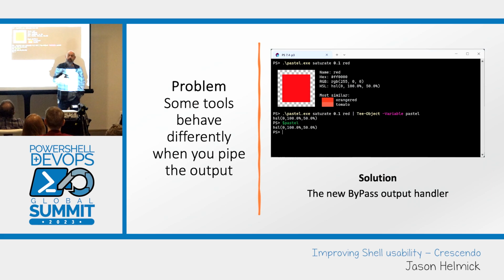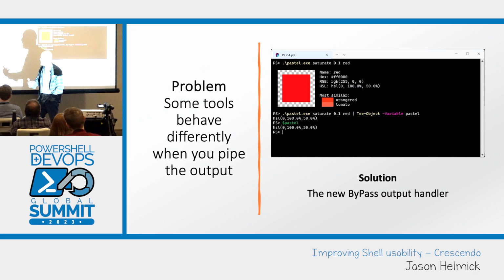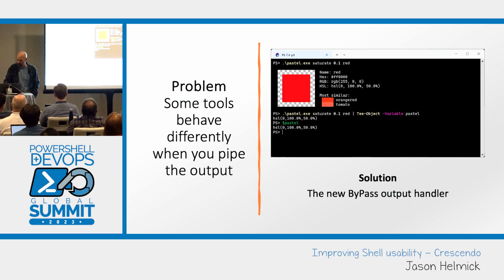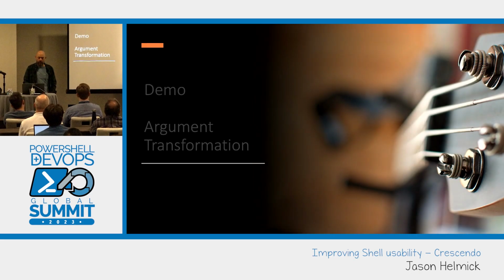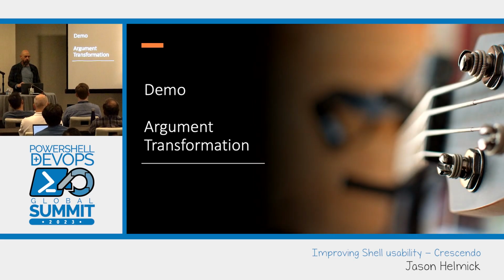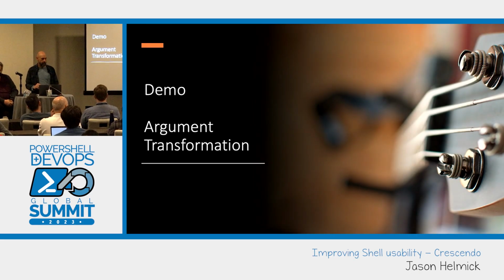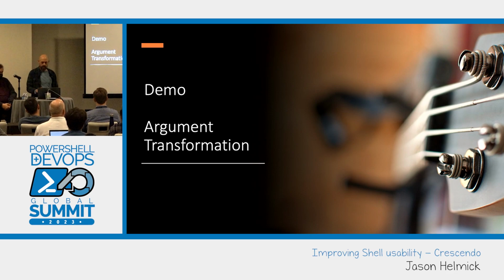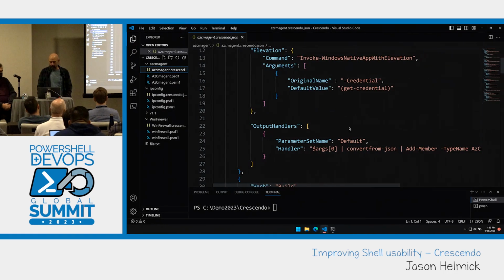Now, I'm going to show you the code. It's handler type equals bypass. You can look it up in our documentation. We've got many articles on it. Another thing that we worked on now was argument transformation. So, I have a net use example for this.